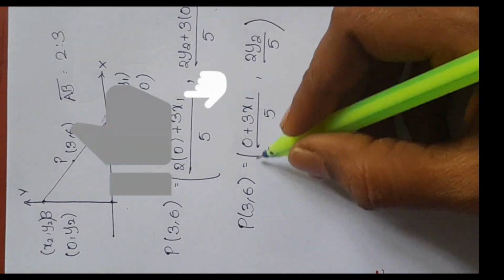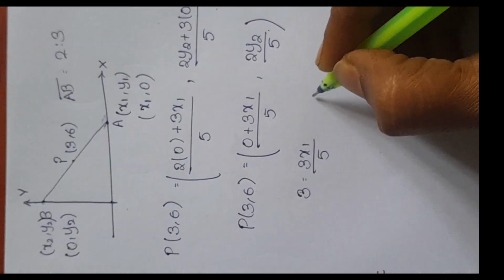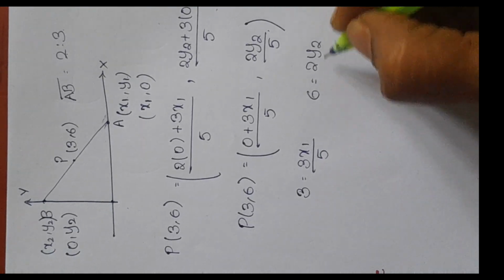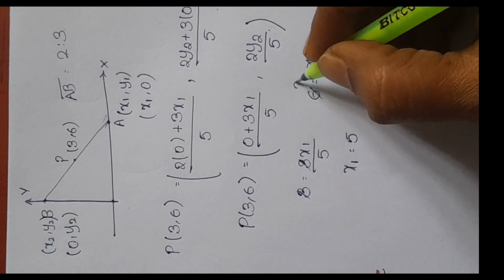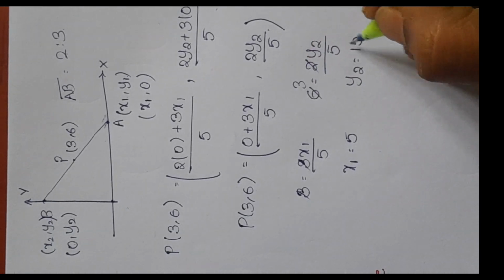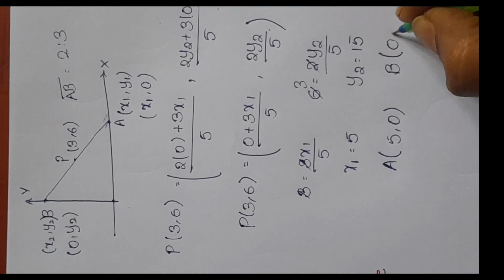Now equating the x coordinates and y coordinates individually: 3 is equal to 3x1/5, and 6 is equal to 2y2/5. The 3 and 3 get cancelled, so x1 is equal to 5. And 2 into 3 is 6, so y2 is equal to 15. Now the point A becomes (5, 0) and the point B becomes (0, 15).